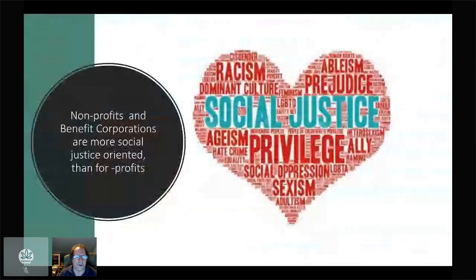Also, nonprofits and benefit corps tend to be more social justice oriented than for-profits.